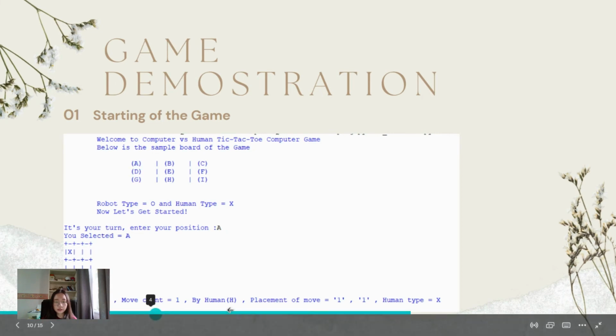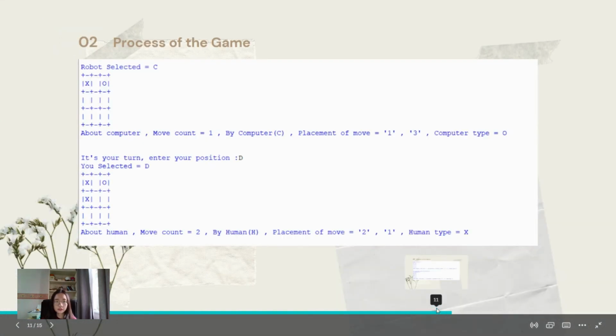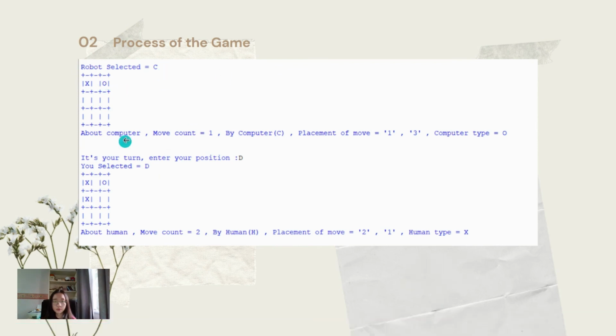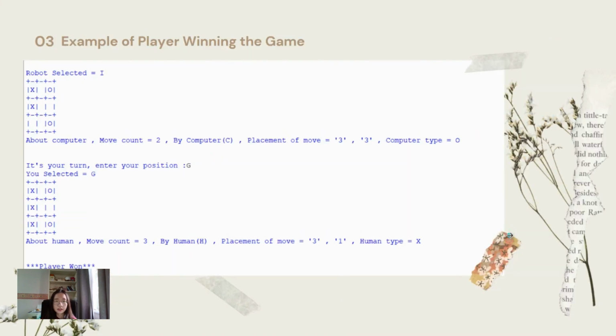So the human move count is 1. So by human, the placement is 1, 1, so it'll be here. So human type will be X. So followed by the robot selected C, so C will be here. So the computer move first round, and also the placement is 1, 3, so it'll be here. The computer type is O.